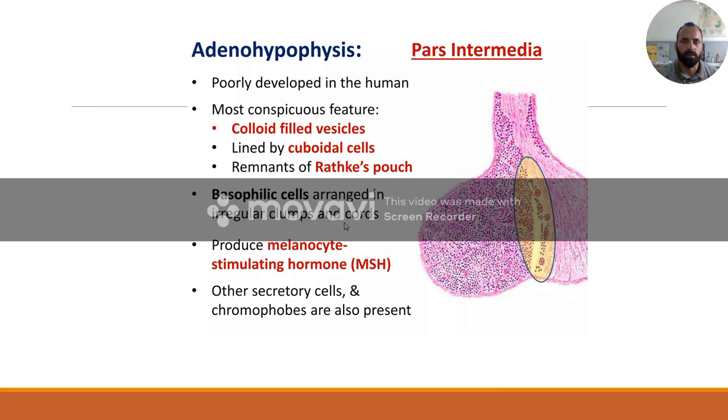Now, the adenohypophysis pars intermedia is towards the neurohypophysis. It is poorly developed in humans, and in animals it's not that well developed. The basic difference is that you will find a vesicular nature in this part, which resembles a thyroid, having colloid-filled vesicles. The cells are cuboidal in structure, and the hormone it produces is melanocyte stimulating hormone.